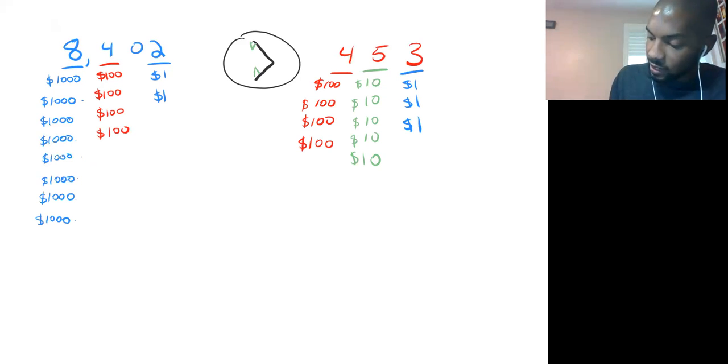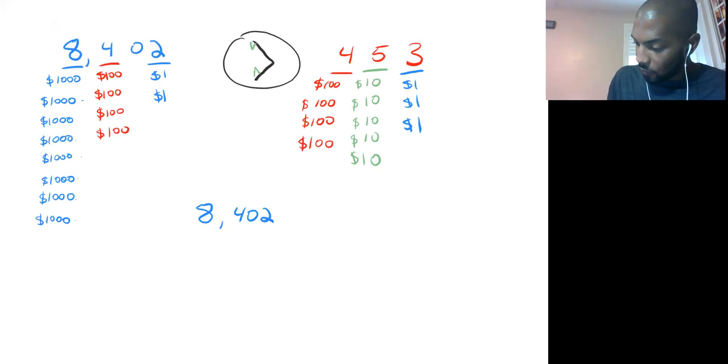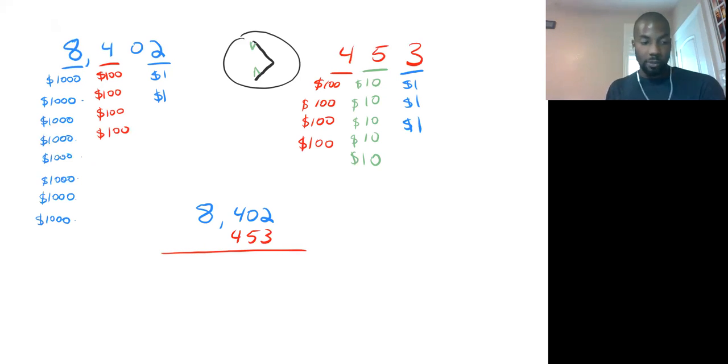The other way I could have done this is simple. I could have put 8,402 on top and 453 like this. And it's clear that the 8,000 has more spaces and more numbers in it. You could have subtracted and done the math to figure out how much larger 8,000 is than 453. Let's try another one.